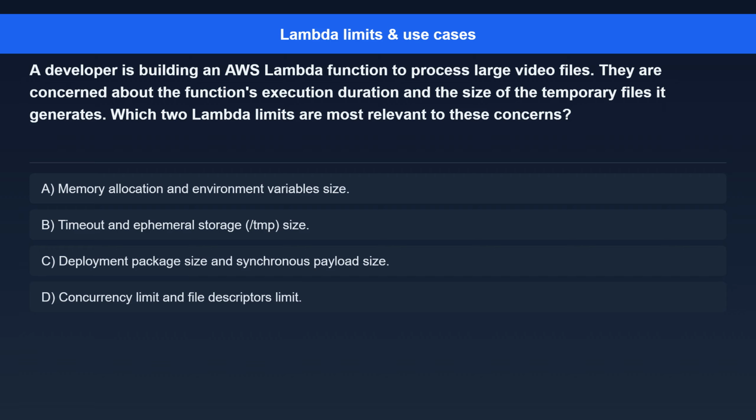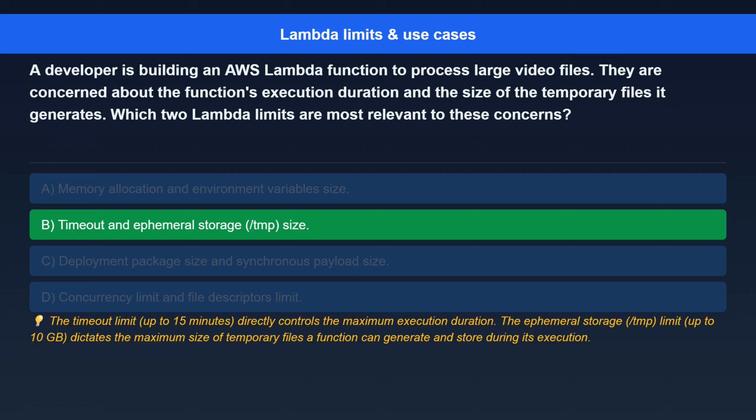Option A. Memory allocation and environment variables size. Option B. Timeout and ephemeral storage (TMP) size. Option C. Deployment package size and synchronous payload size. Option D. Concurrency limit and file descriptors limit.